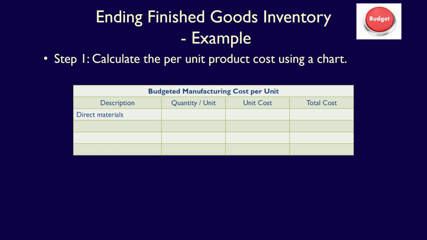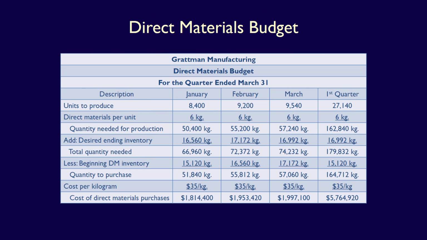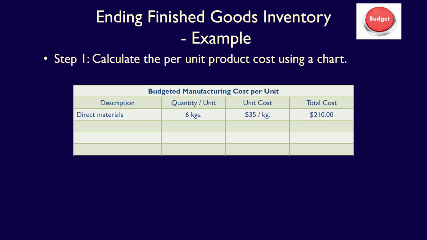We're going to start with direct materials, which of course we get from the direct material budget. We can see here that each unit requires 6 kilograms of raw materials at a cost of $35 per kilogram, so we'll use that in our chart to do our calculation. 6 kilograms multiplied by $35 per kilogram is equal to $210 per unit. That's the total cost of direct materials per unit of finished goods.